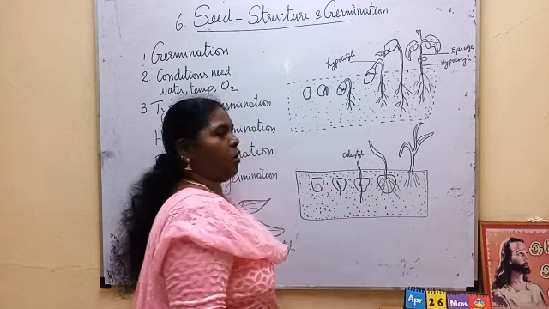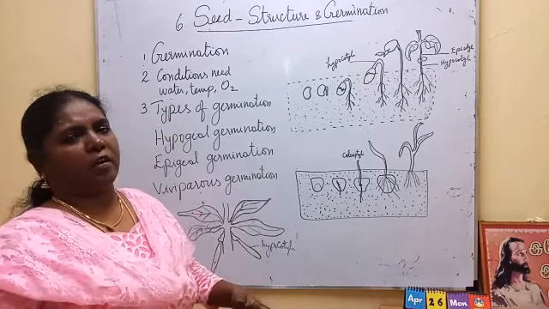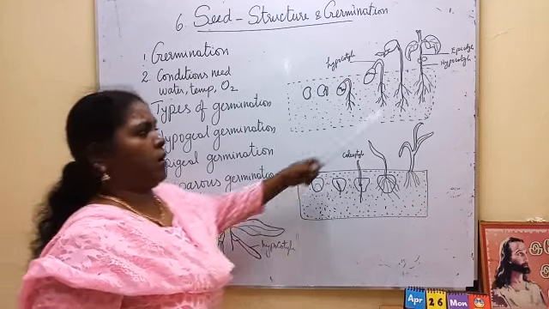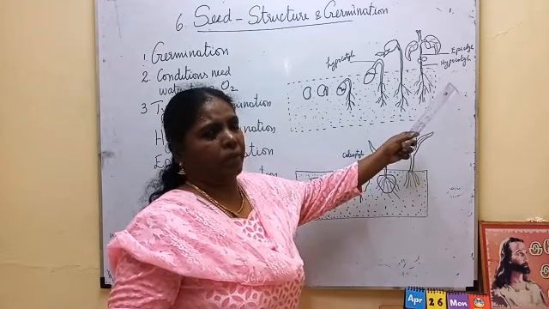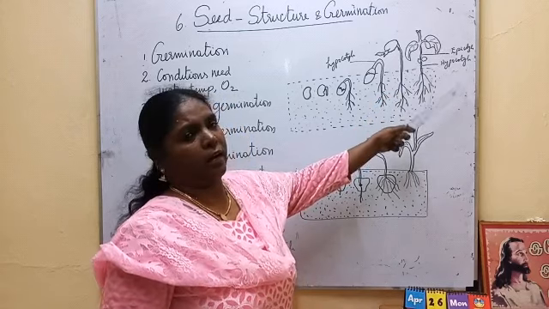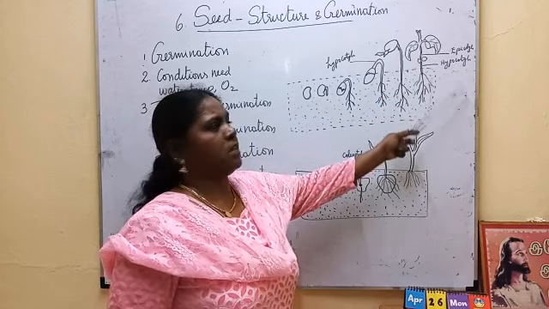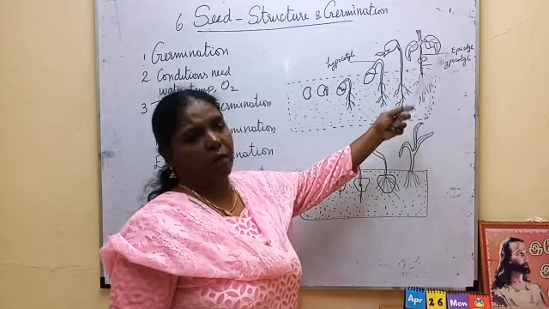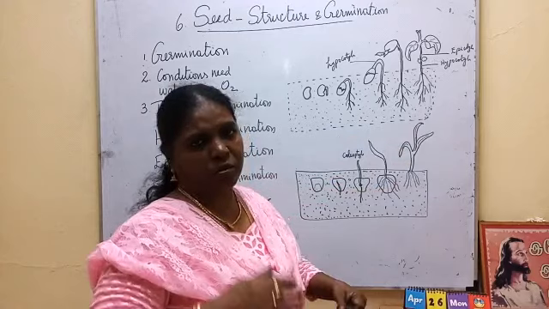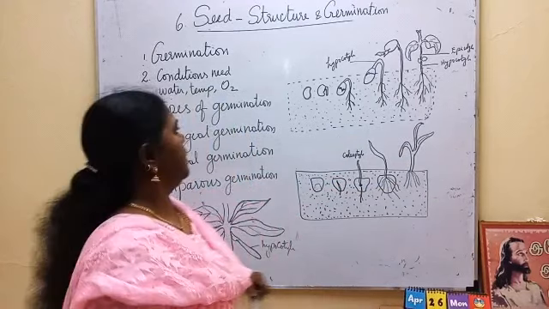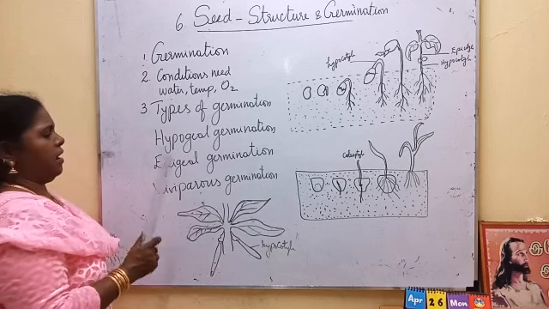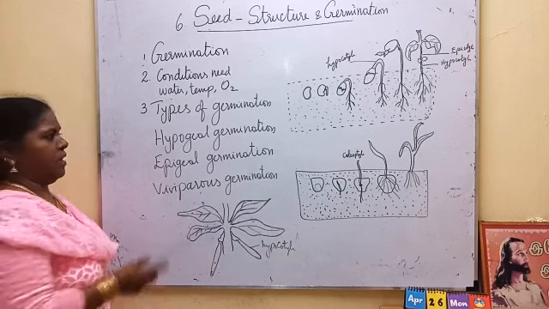Now the elongation of epicotyl and hypocotyl: sometimes both epicotyl and hypocotyl will not elongate at the same time. Either the epicotyl will elongate first and then the hypocotyl, or the hypocotyl will elongate first and then the epicotyl. So how will it elongate? The cells in this region undergo division so that it increases in length. So this gives two types of germination: hypogeal germination and epigeal germination.